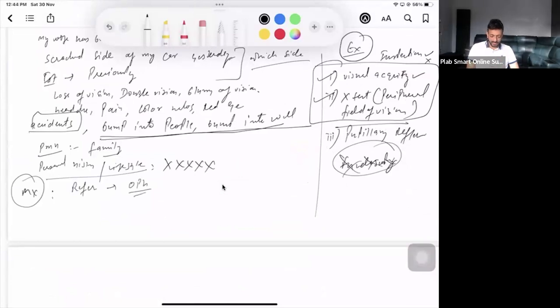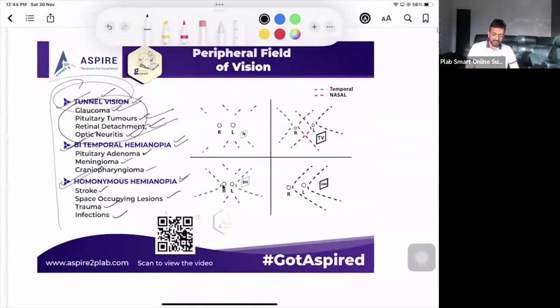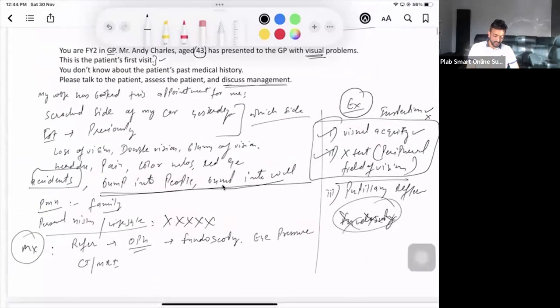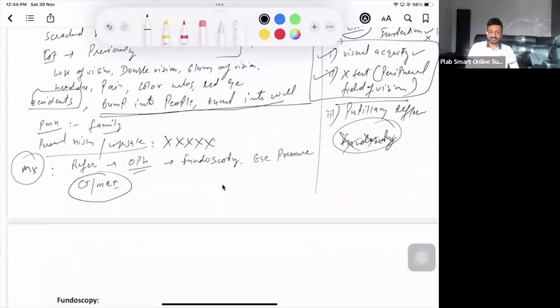That's number one. What will they be doing? Number one, they will be doing fundoscopy, so that they can find out the things. Another thing they can do is check the eye pressure. And the main thing is they have to go for the scan only. How will you find out a pituitary tumor? How will you find out meningioma, craniopharyngioma? You have to do a scan only. This is how you're going to find out what exactly is happening, right?